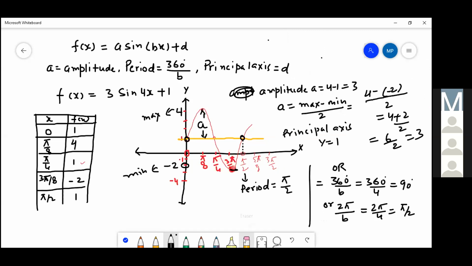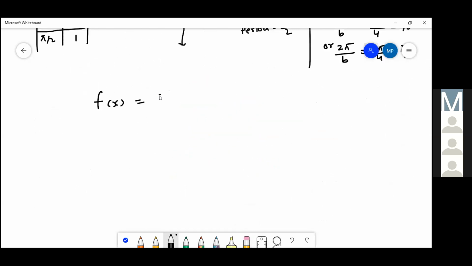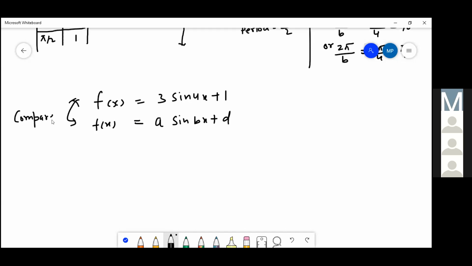Our question was f(x) equals 3 sine 4x plus 1. Suppose you are not going to draw the graph. You want to find it out simply by a formula. The formula is f(x) equals a sine bx plus d. You just compare both. When you compare, you get a equals 3.